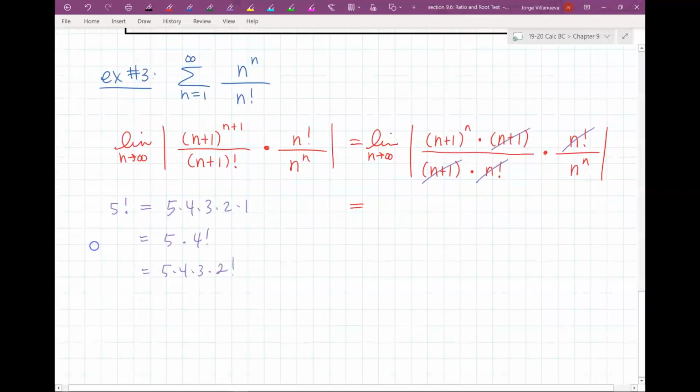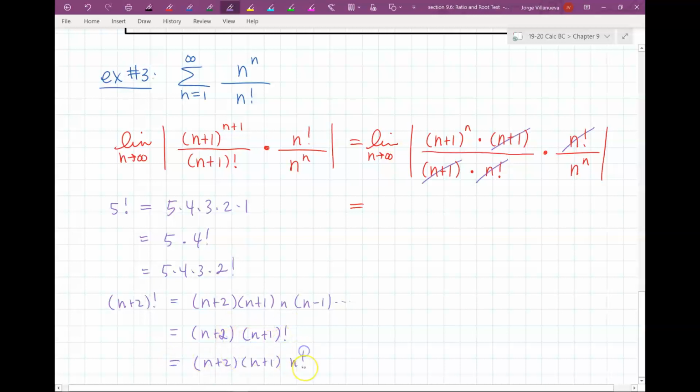Well, it's the same with, let's say, n plus 2 factorial. You can write it as n plus 2 times n plus 1 times n minus 1, etc. You can write every term if you want, or choose to just take out 1 or 2. So you could choose to write it as n plus 2 times n plus 1 factorial. Or if you needed an n factorial so you can cancel it out, you could do it like this. And that's still the same.